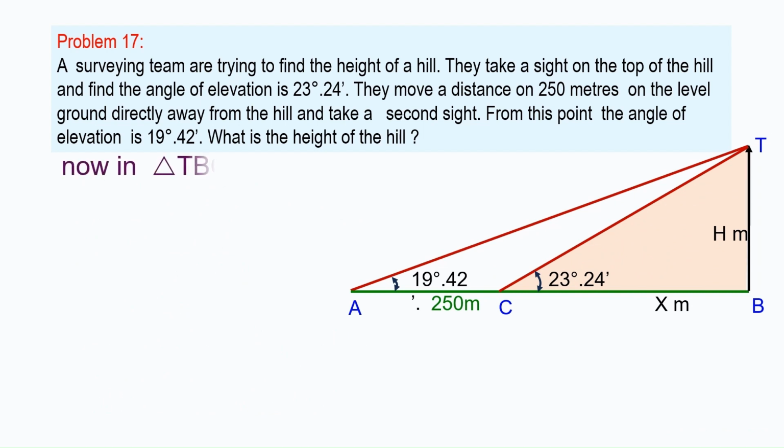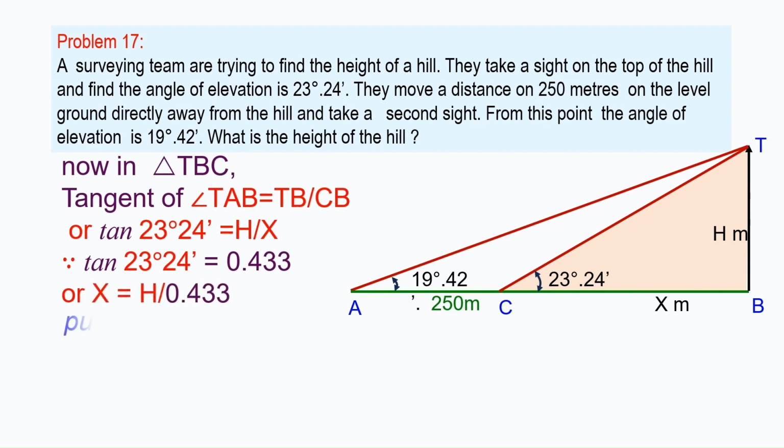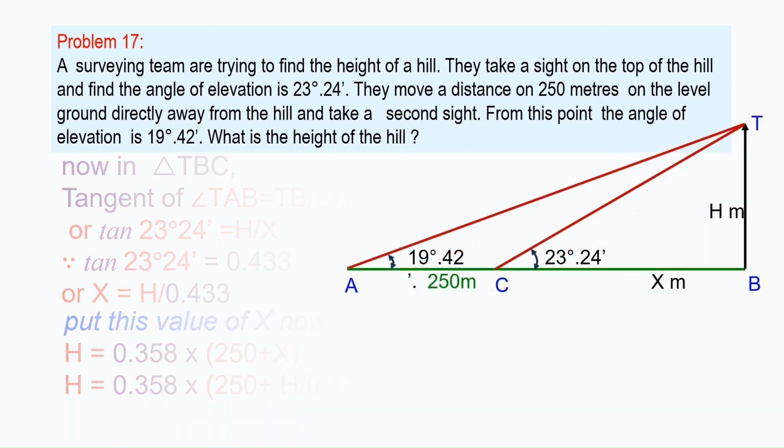In the triangle TBC, tangent of the angle TCB equals TB divided by BC. Tangent of 23 degrees 24 minutes equals H divided by X. Tangent of 23 degrees 24 minutes equals 0.433 as read from scientific calculators. Therefore X equals H divided by 0.433. Put this value of X in, and we have H equals 0.358 multiplied by 250 plus H divided by 0.433.